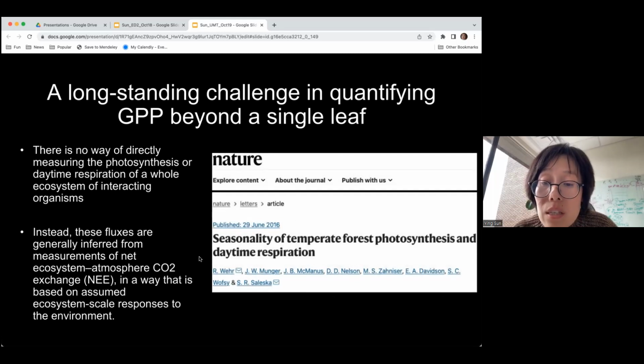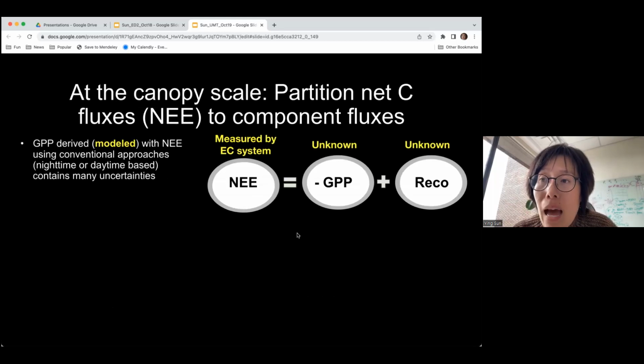This study is much driven by a paper published in Nature a few years ago, looking at the Harvard Forest. But most of the studies working on NEE partitioning primarily focus on natural systems. Here we would like to look at how this issue looks in agricultural systems.